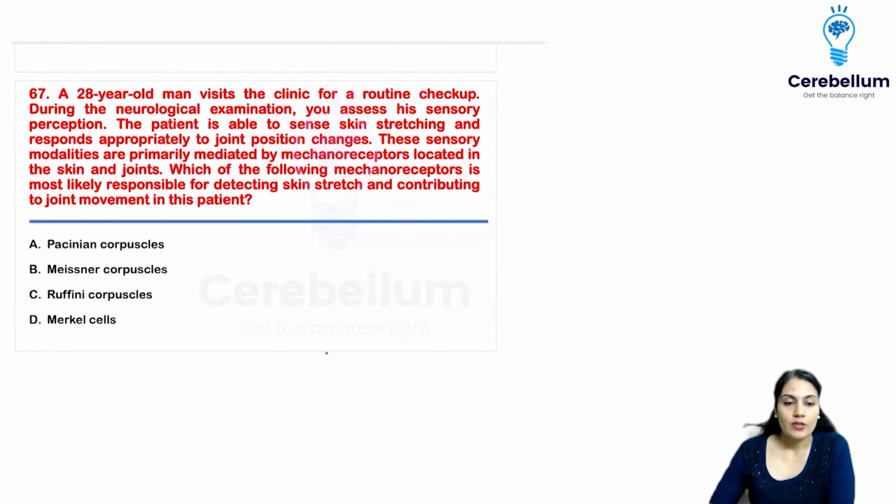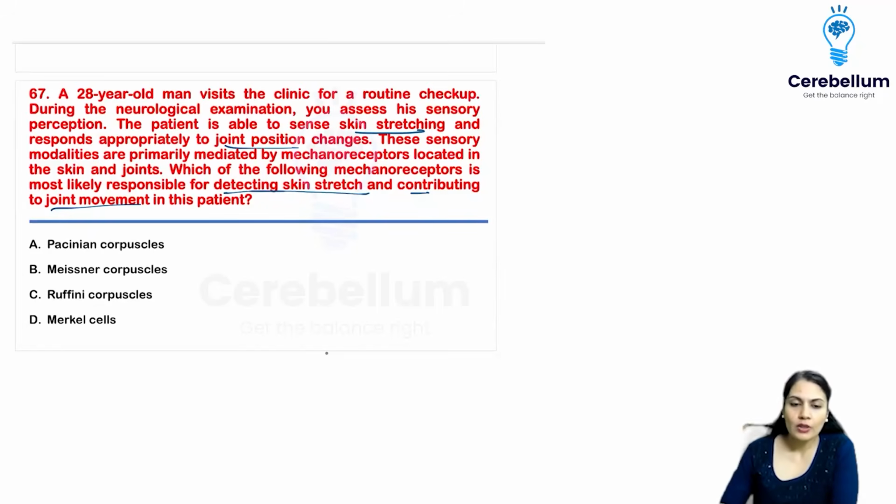Next. All right. Which of the following mechanoreceptors is most likely responsible for detecting skin stretch and contributing to joint movement? Skin stretching and a lot of joint position changes are going on. So what they have asked is, skin stretch and joint movement is detected by what? Pacinian is important for pressure and high frequency vibration, and has nothing to do with joint movement and skin stretch. Meissner's capsule, please remember, is for slow vibration, touch, and two-point discrimination.